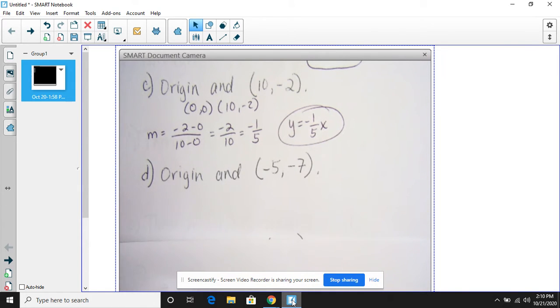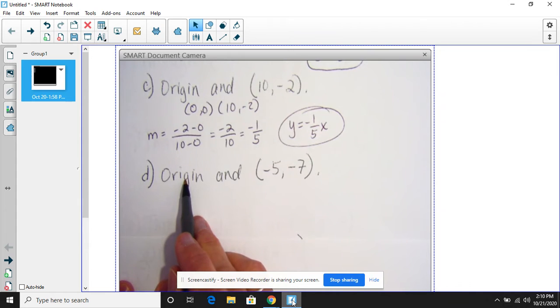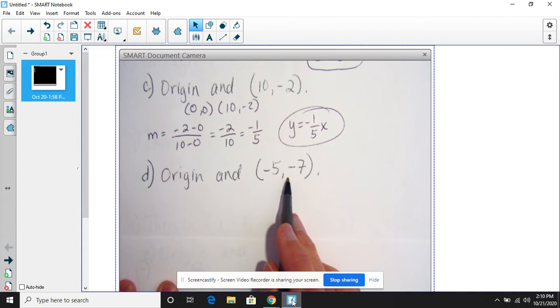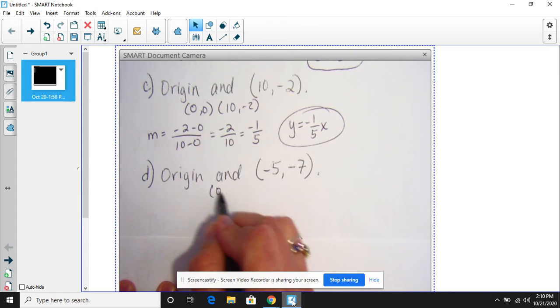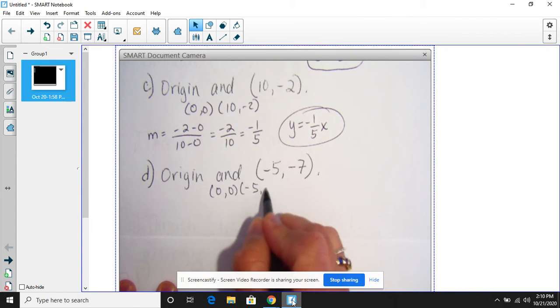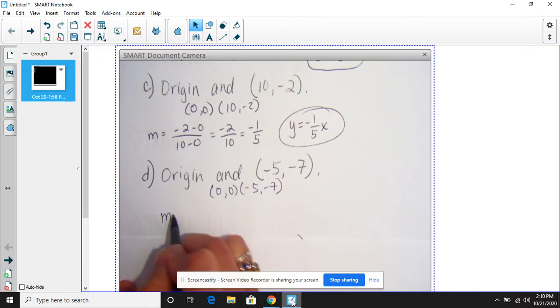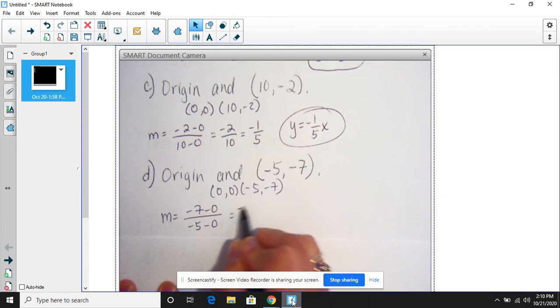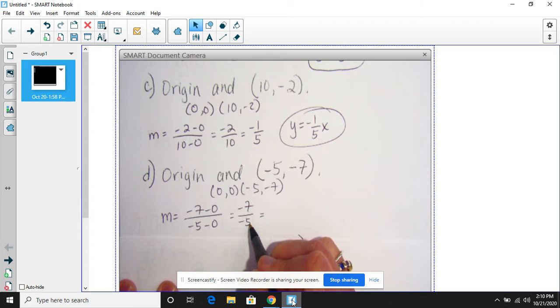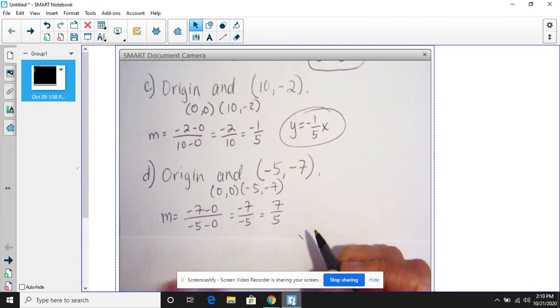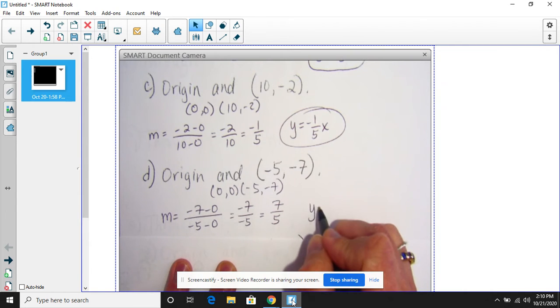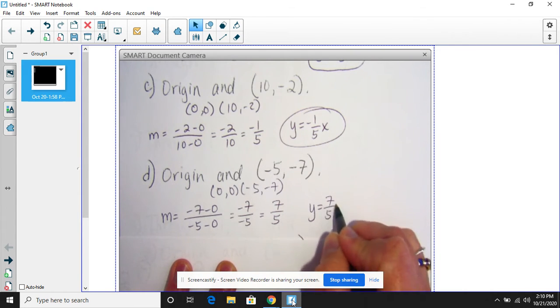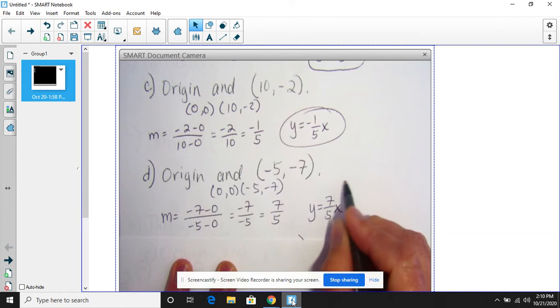Okay, D. Write an equation of a line that goes through the origin and through (-5, -7). So (0, 0) and (-5, -7) are my 2 points. Find the slope. -7 minus 0 over -5 minus 0 gives you -7 over -5. So what is a negative divided by a negative? Right, it's a positive. I know somebody said it. Okay, so you write your equation. y = 7/5 x. It's really plus 0, but we don't write the plus 0.